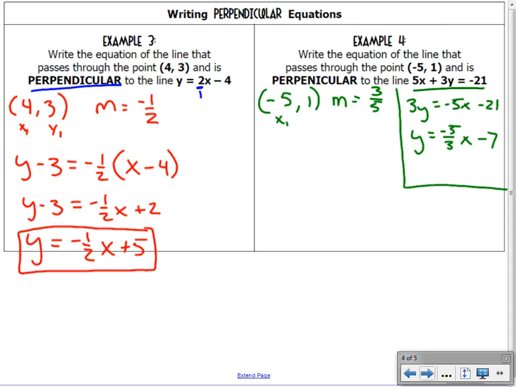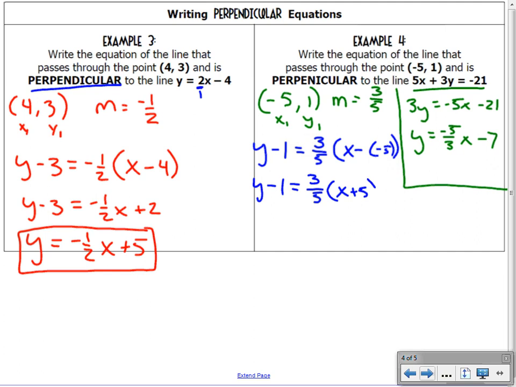I have my x1, y1, I have my slope, and I can use my point slope form. So y minus y1 equals the slope times x minus x1. Since we have that minus negative 5, I'm going to rewrite that as x plus 5. And now we're going to distribute our slope and get y by itself.